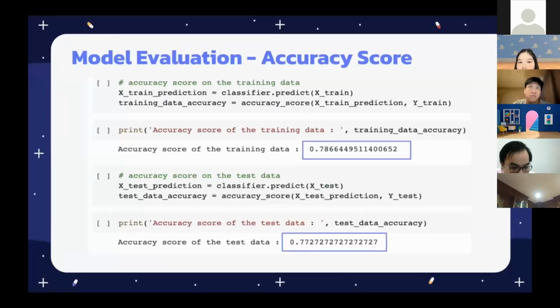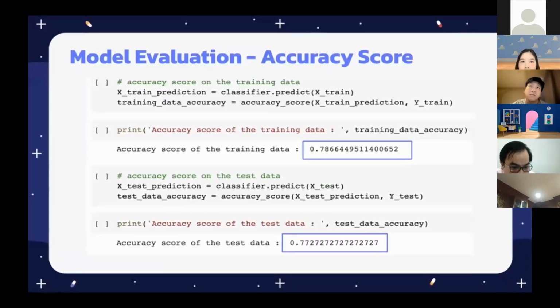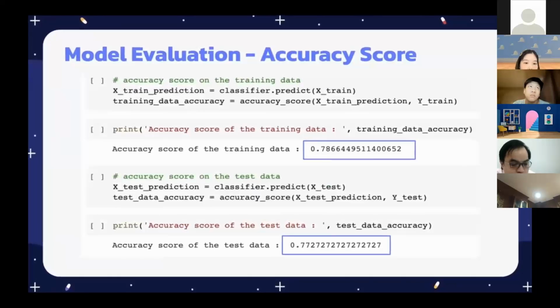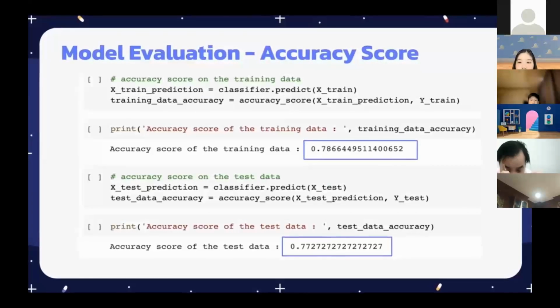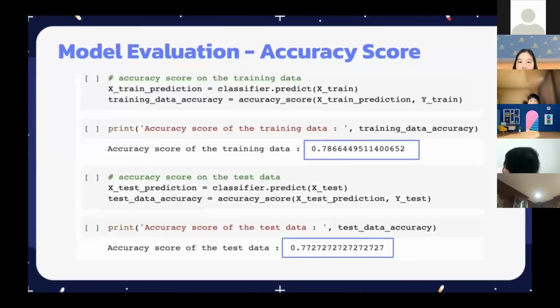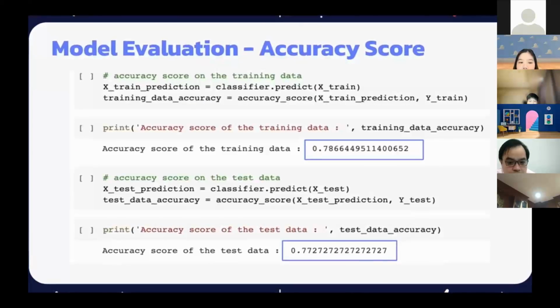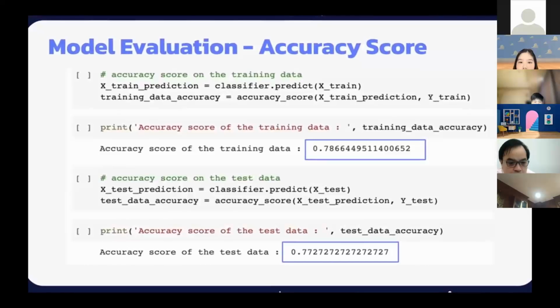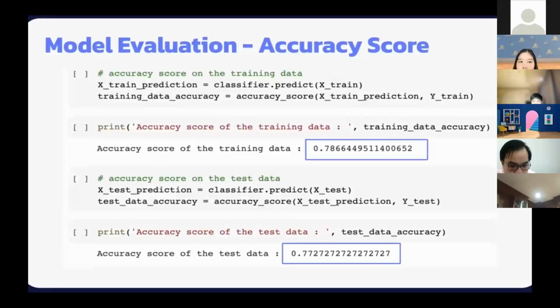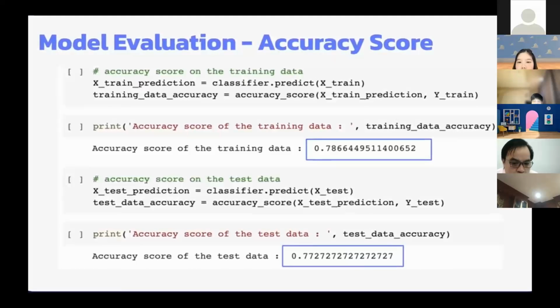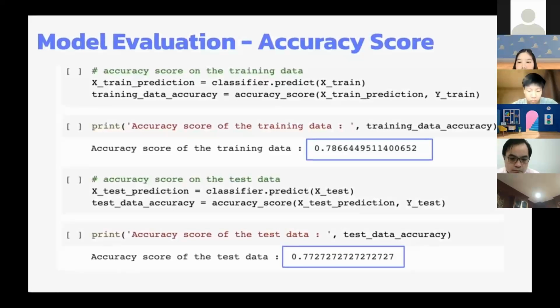The model evaluation is used to find the accuracy score of the model, to tell how well the model is performing. Once I obtained the model, I found the accuracy score on both the training data and the test data by using the accuracy score function. The results show 0.78 for the training data and 0.77 for the test data. Since the accuracy is pretty good, because they are all above 75, it is good for the predictive system in the next step.